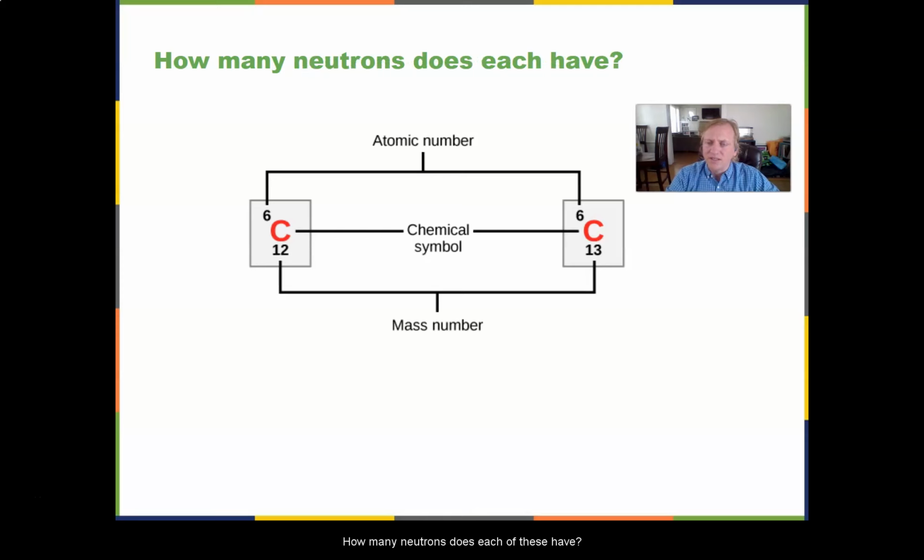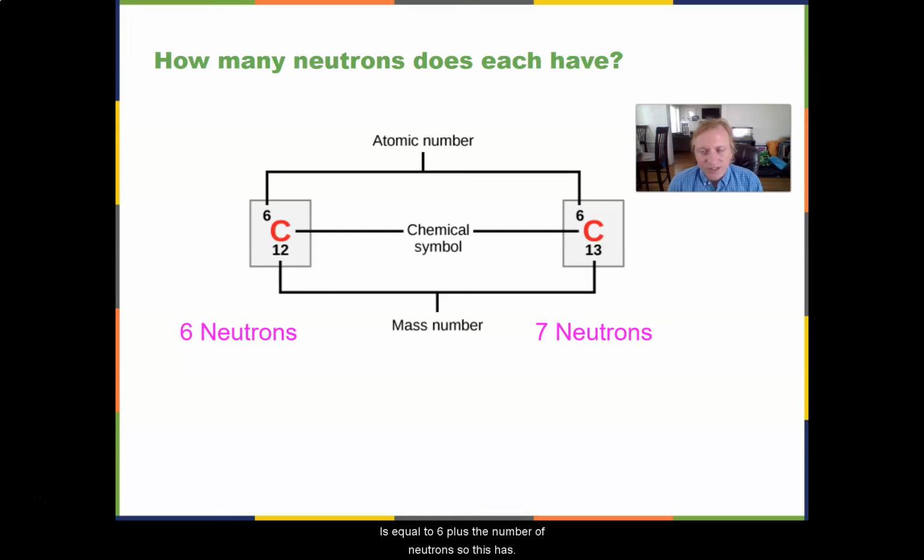How many neutrons does each of these have now? The one on the left, how many neutrons does it have? Well, you know that it has 6, because this atomic mass number is equal to the number of protons plus the number of neutrons. So we know that this one has 6. How many neutrons does this carbon-13 have, on the other hand? Well, it has 7. Same logic: 13 is equal to 6 plus the number of neutrons. So this has 7 neutrons.